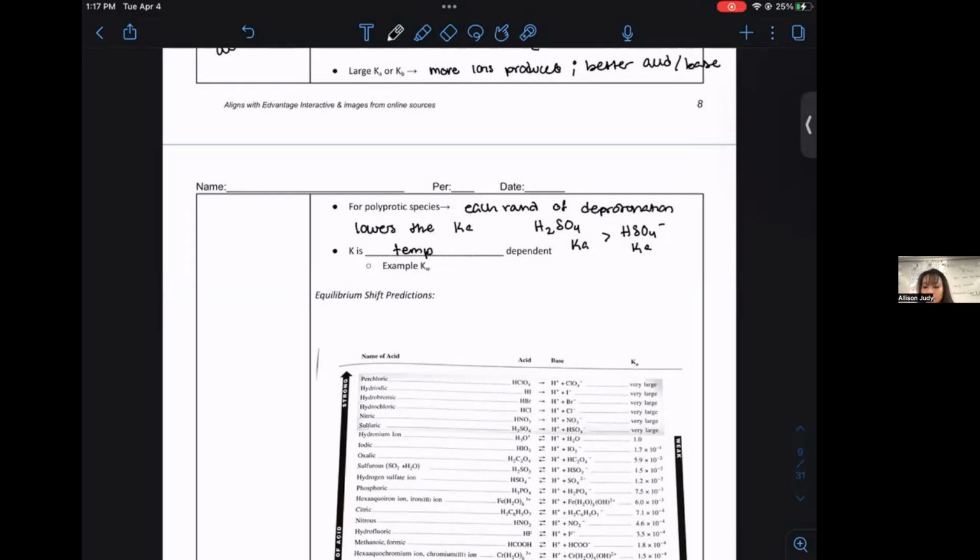Something to keep note of when we're looking at weak acid, weak base equilibrium is that the equilibrium, the reversible reaction, always favors the reaction direction of the stronger acid or base reacting to make weaker conjugate forms.